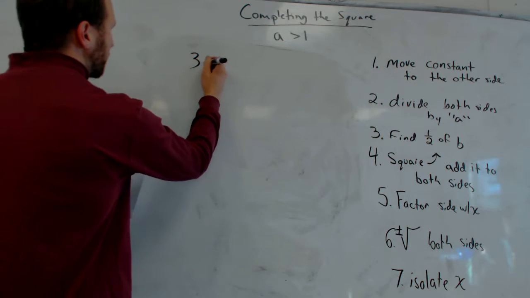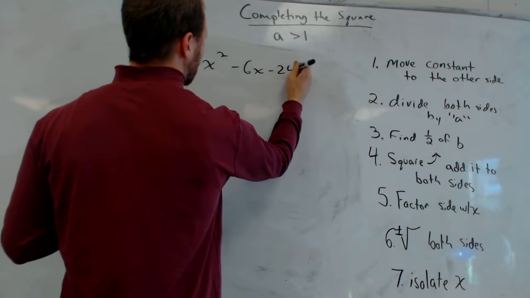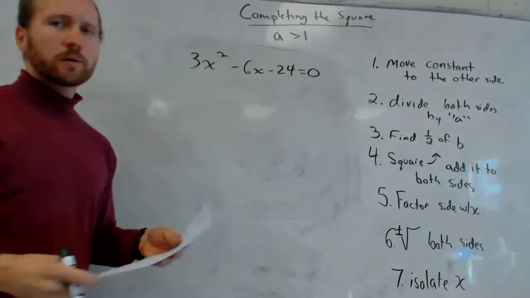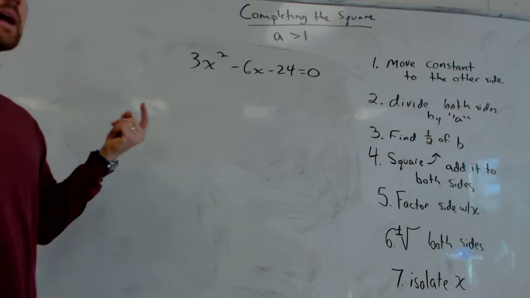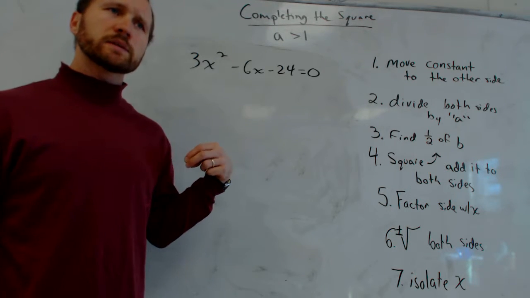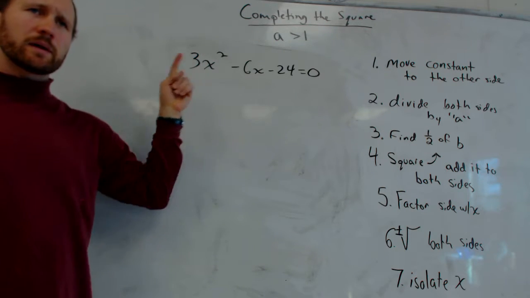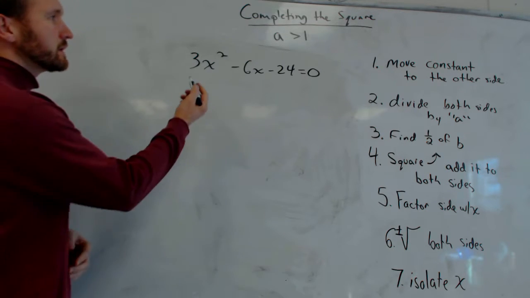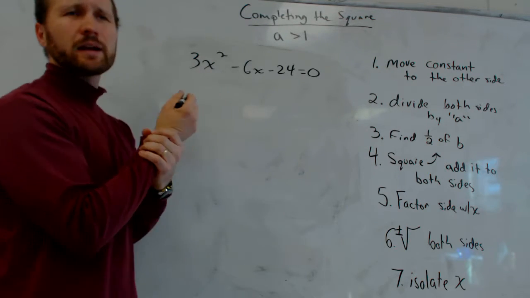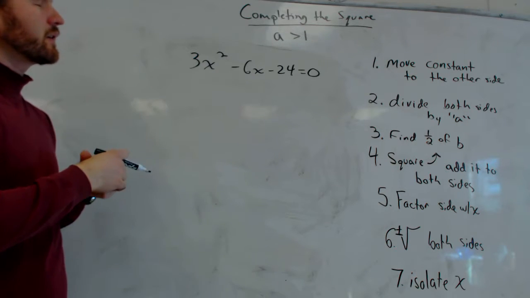Here's what I want to show you though. 3x squared minus 6x minus 24 equals 0. This will kind of naturally happen as we go through the steps, but there's something that's a little different about this one compared to the last one. It's divisible by 3. All of these numbers are divisible by 3, right? So why don't you just divide it in the beginning? Yeah, so we could just kind of divide it in the beginning.